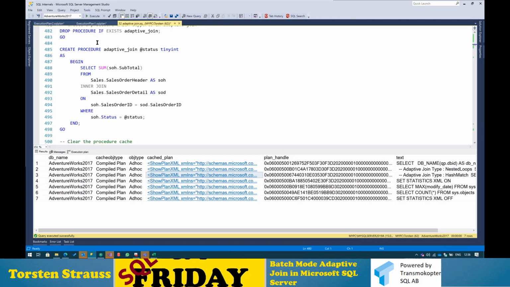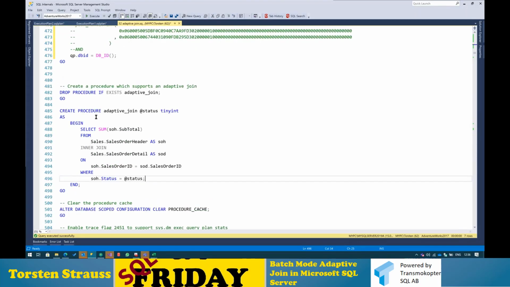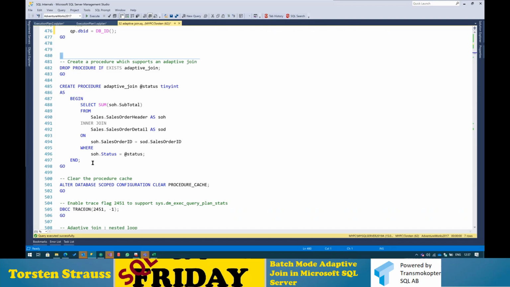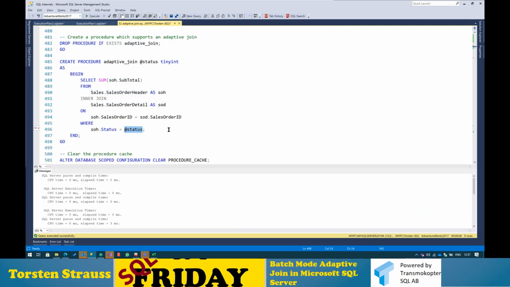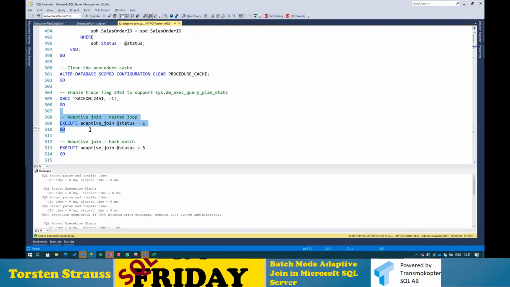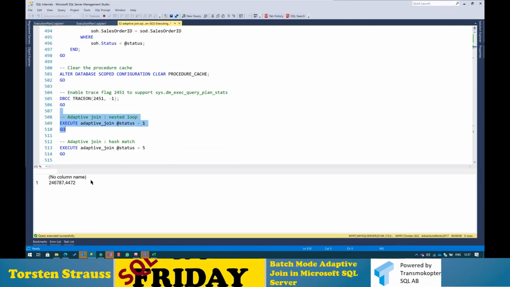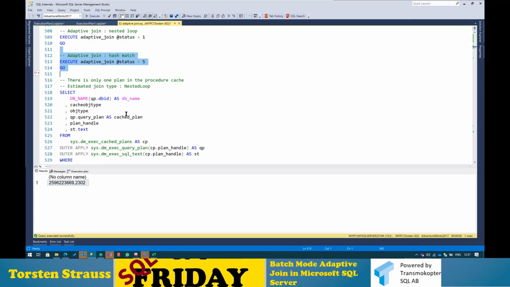Okay, let's go down. It's better. And now it is very hard to understand if the current execution with either the selective or non-selective parameter is preferring the hash or the nested loop adaptive join type. Therefore, again, the DMV which was implemented definitely reveals this information. So we have a stored procedure here, which is exactly doing the same as before, but this time we have the status as a parameter. I will clear the procedure cache and run the procedure the first time, and then the same stored procedure with another parameter value, the non-selective one.